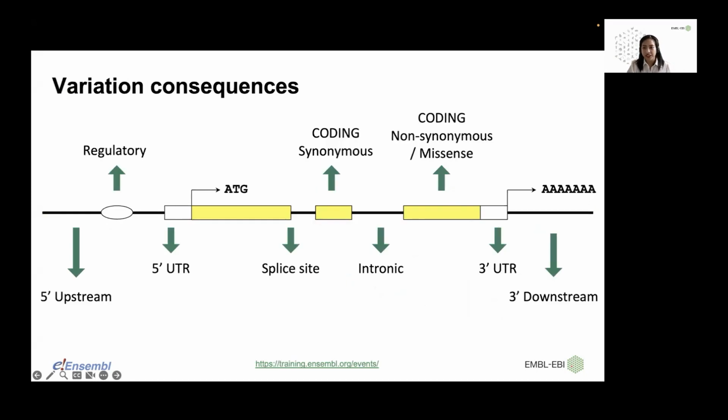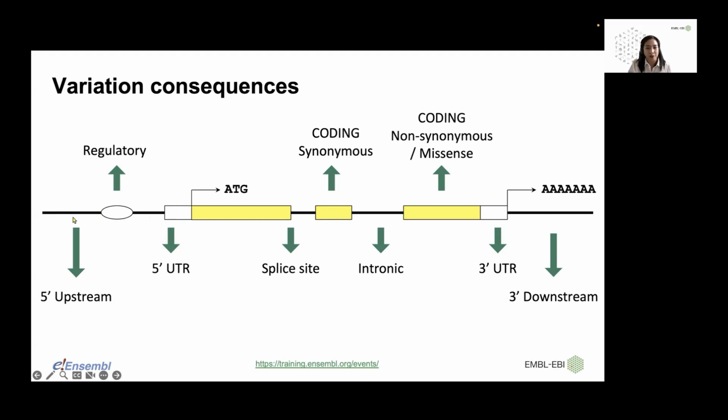So how do we predict the variation consequences? What we do is take each variant and plot it along the genome, and we predict the functional consequence of the variant depending on where in the genome the variant falls. On the slide, we have a gene. We have these lines. So let's pretend this is a eukaryotic genome.